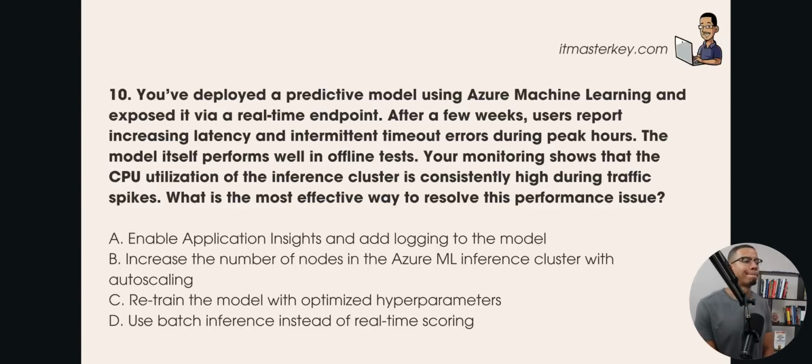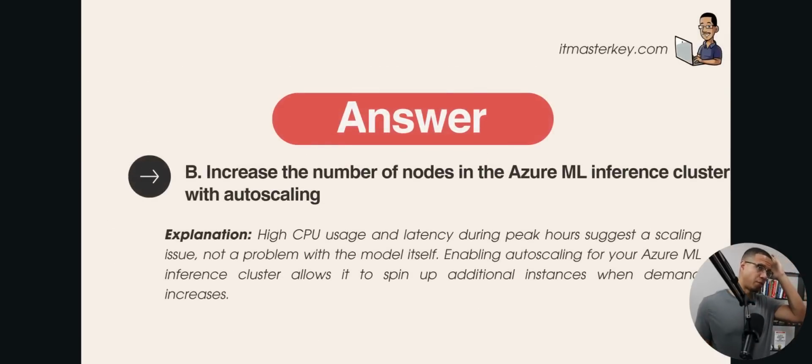So the most effective way would be to increase the number of nodes in the Azure ML inference cluster with auto scaling. High CPU usage and latency during peak hours suggests a scaling issue, not a problem with the model itself. Enabling auto scaling for the Azure Machine Learning inference cluster allows it to spin up additional instances when demand increases.